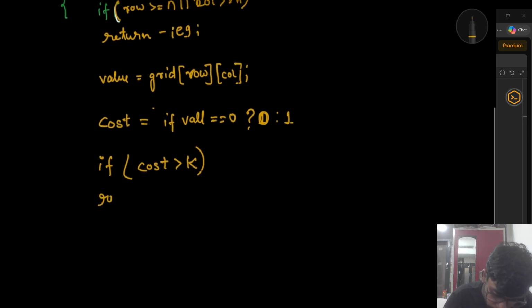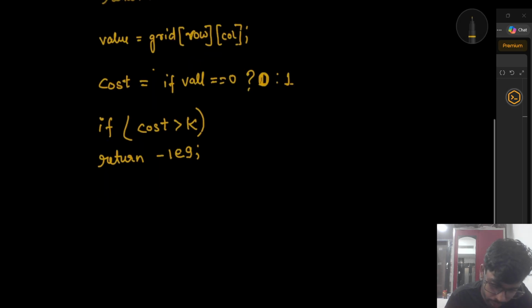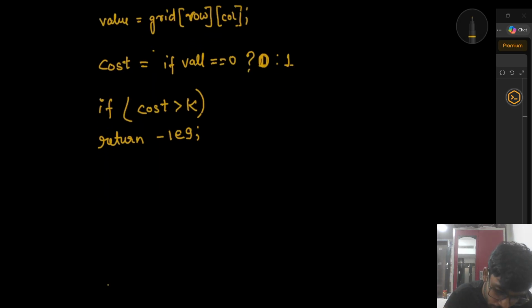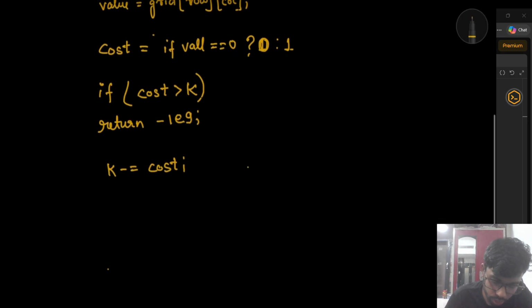what will I return? I will return minus 1e9. It means this path is not feasible, right? Then what will I do? I will decrement k with the cost, k equals k minus cost.